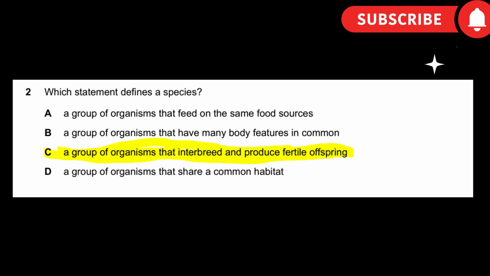Which statement defines a species? Just in the previous paper we have defined it. It would be C. A group of organisms that interbreed and produce fertile offspring.